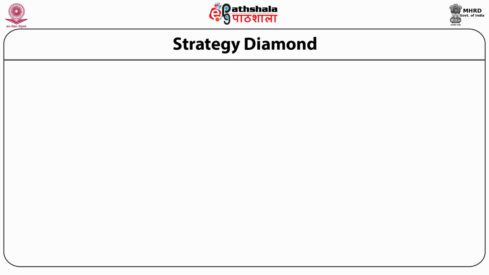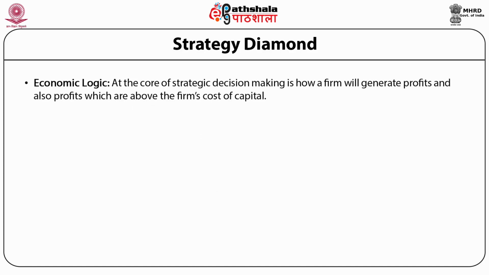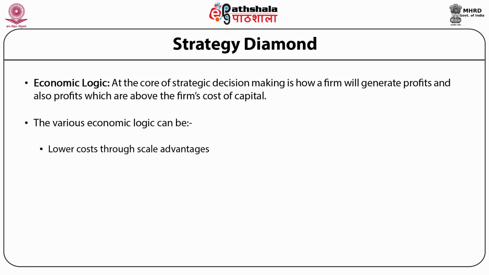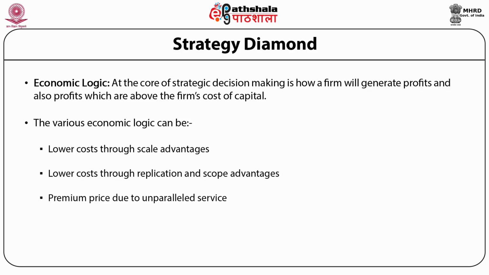The fifth element is the economic logic. At the core of any strategic decision, students, is how a firm will generate profits, and also profits which are above the firm's cost of capital. The various economic logics can be lower cost through scale advantages, lower cost through replication and scope advantages, premium price due to unparalleled service, premium price due to proprietary product features.